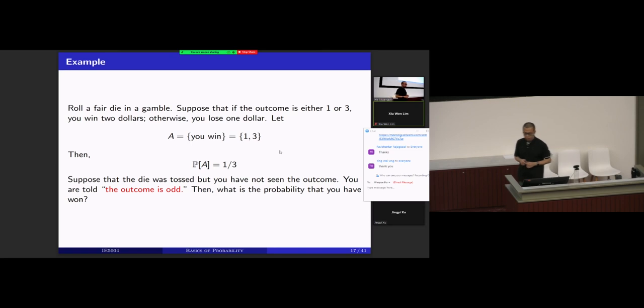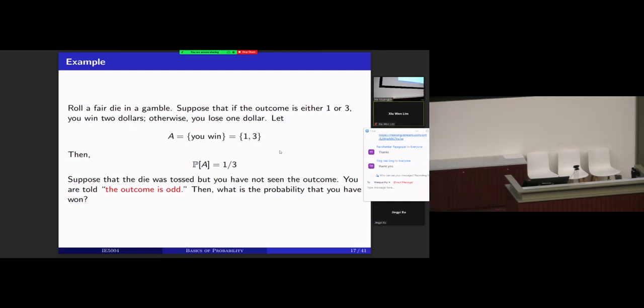Then suppose that the die has been tossed. But before you can see the outcome, it was covered by somebody. That guy can see the outcome, but you cannot. Before you see the outcome, that guy told you that the outcome is odd. Suppose that guy would not tell you a lie, just the truth. So you are told the outcome is odd. In this case, the question is: is the probability that you have won still 1/3? So this is the example.